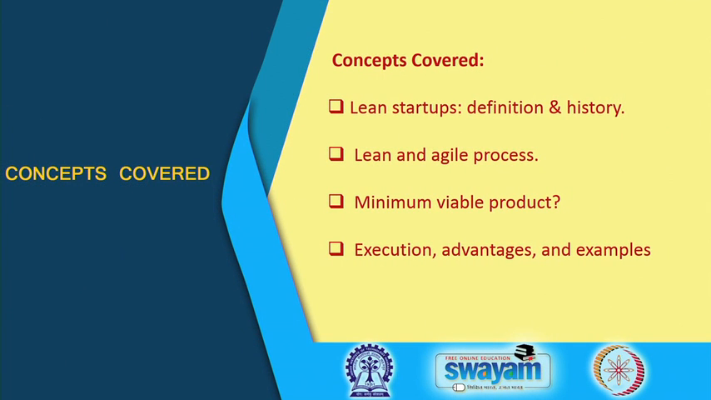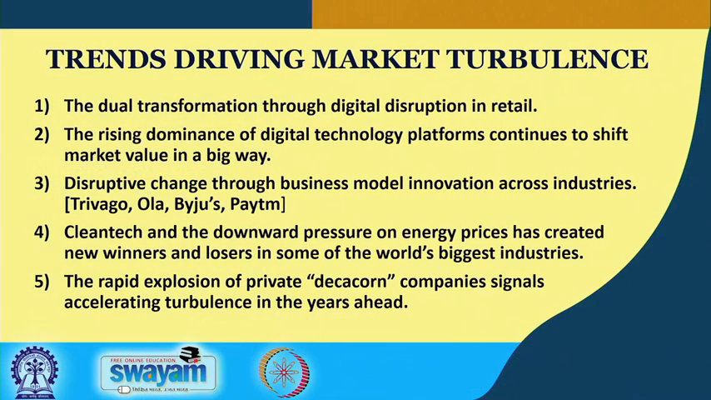Here we will be defining and looking at the history of lean manufacturing, and then how it has moved forward, how lean and agile have been combined together to come up with lean startup. We will define minimum viable product and see how these are executed, the advantages, and we will discuss many examples.